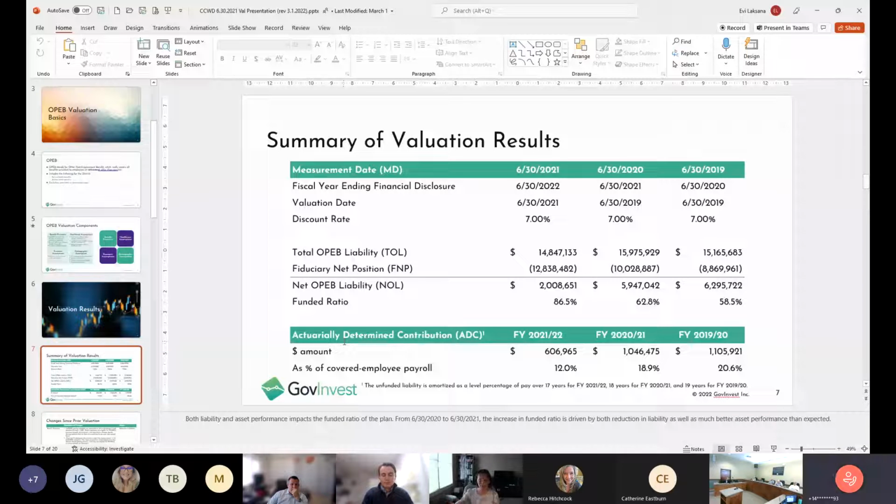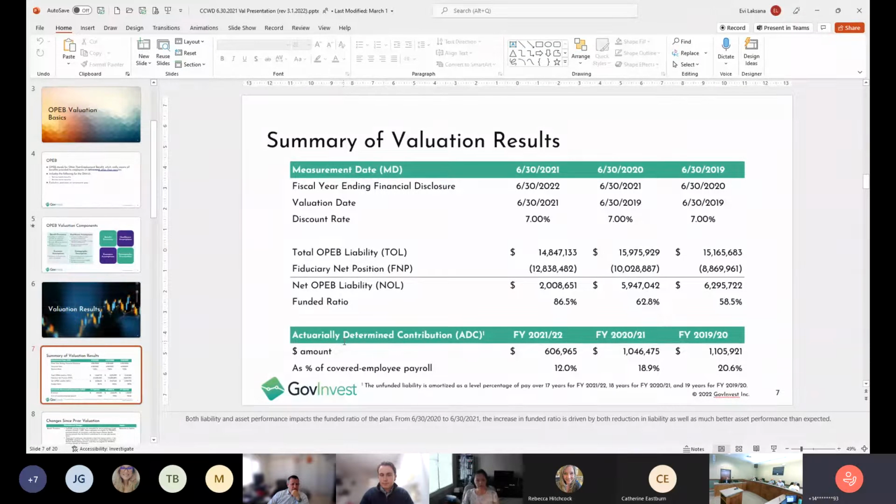The trend that we are seeing in the valuation results, which is the net OPEB liability, is that it continues decreasing from essentially 3 years ago to now, the most recent valuation. When you look at the funded ratio, it was at 58.5% as of 6/30/2019. And as of 6/30/2021, you are at 86.5%. So tremendous improvement in the funded ratio.